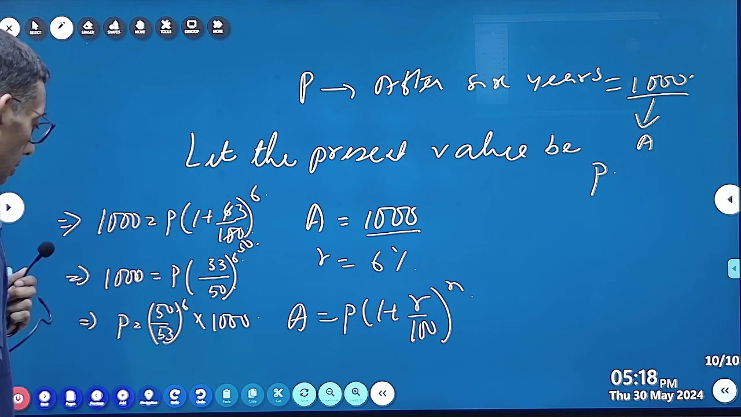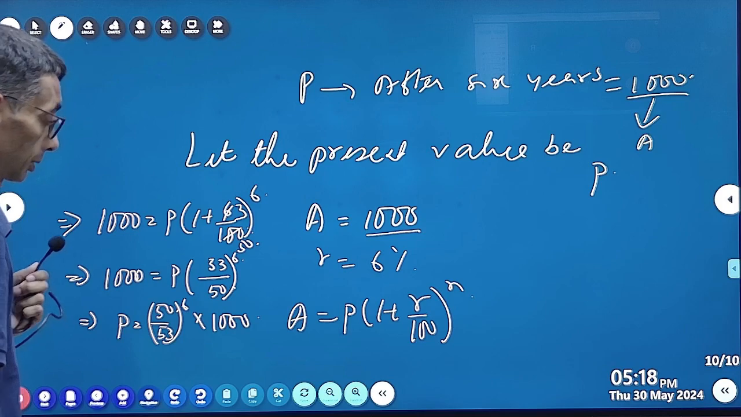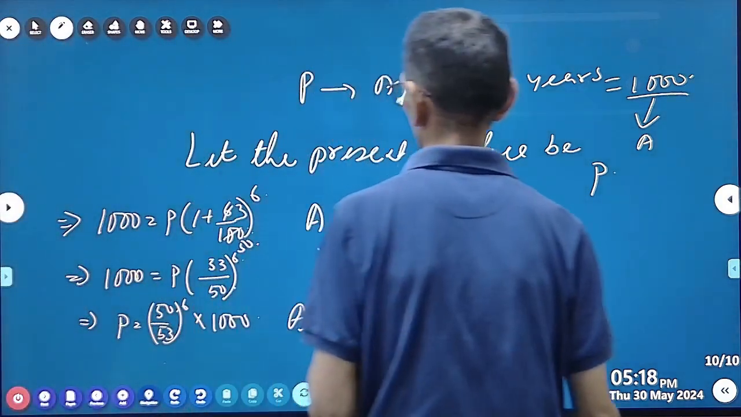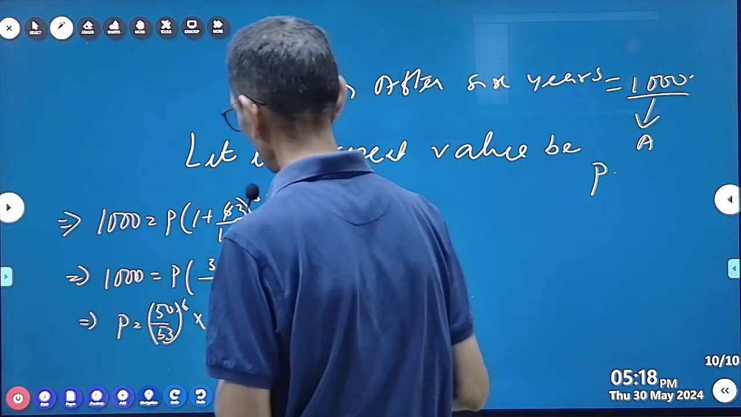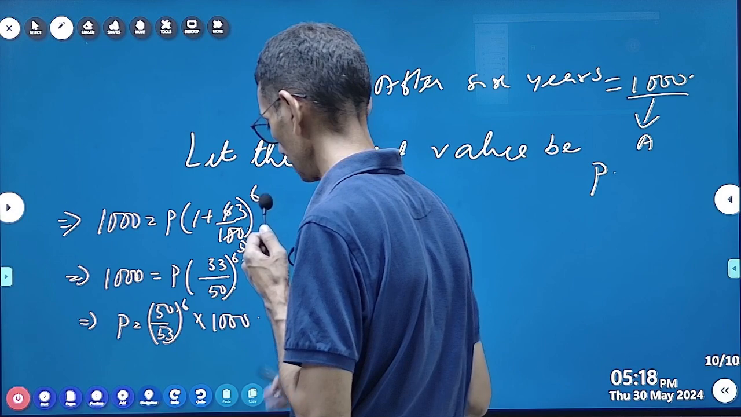Or you can use log also, but if you use log, I think it will take more time. Do you know how to take log on this number? If I solve this question by log, will you be able to solve? Before that, we'll solve in the normal method.